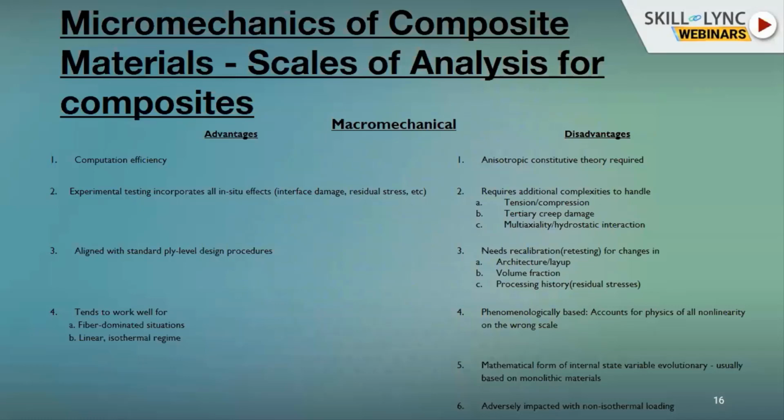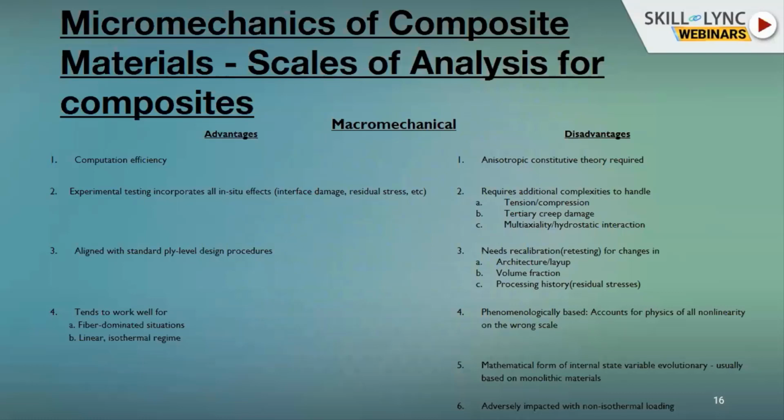So micromechanics works well when we have a fiber dominated situation, such that the loading direction will have a good amount of fiber, whereas the matrix will be used mainly for bonding purposes. It also works well when we have a linear system in an isothermal regime. When we have a non-isothermal regime, the thermal effects that induce a lot of mechanical stresses will also depend on the fiber and matrix properties at various length scales.